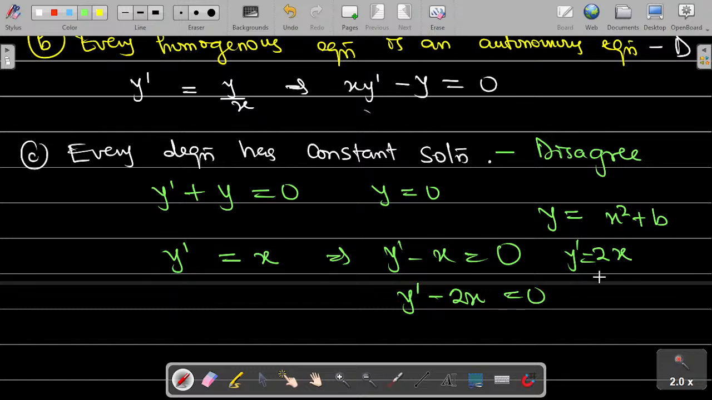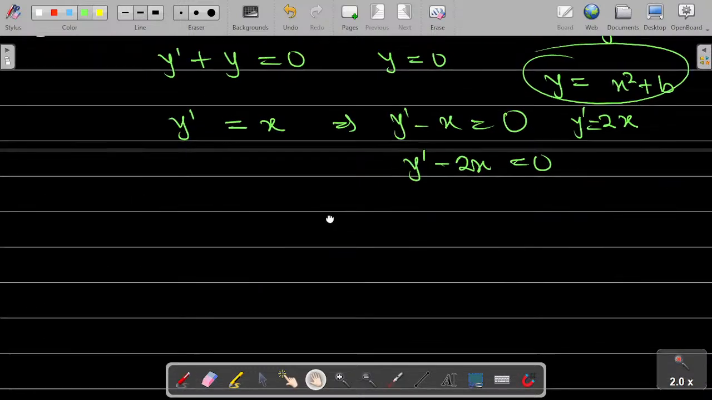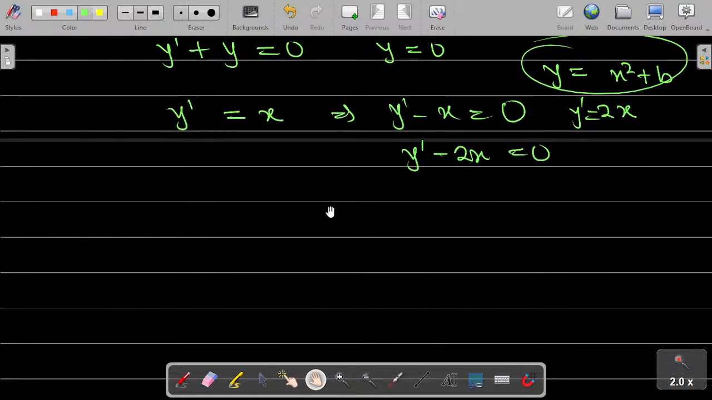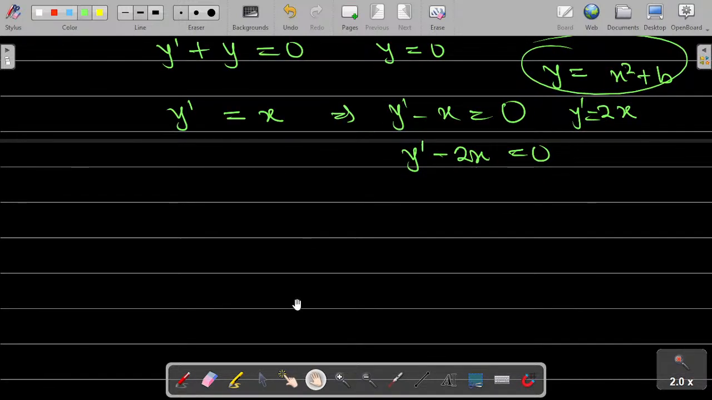So that means this is the family of solutions for this equation, and there is no constant solution. So it is not all differential equations that have a constant solution. That is the third one. And there are others which I'm going to allow you to attempt to respond to. They are easy ones as well.